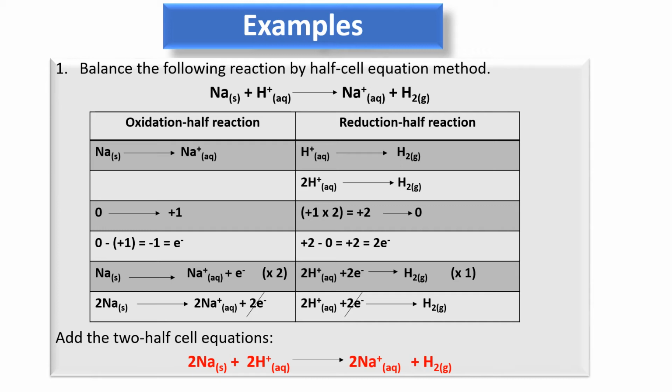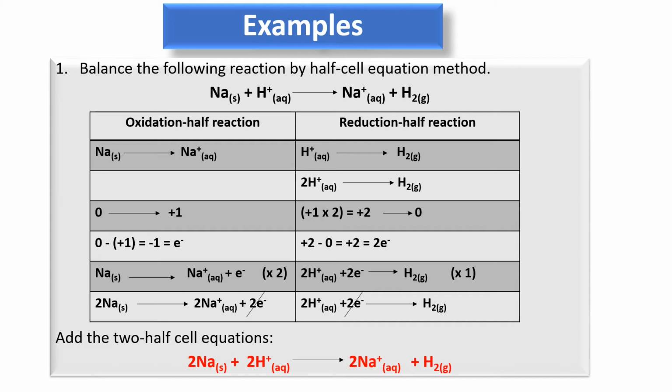So to balance this, we put 2 in front of hydrogen ion. So we now have 2 moles of hydrogen ion liberating 1 mole of hydrogen gas. So we have 2 atoms of hydrogen at the product and at the reactant side, which shows that this equation is now balanced. So the third step now is for you to calculate the oxidation number at the reactant side and at the product side.